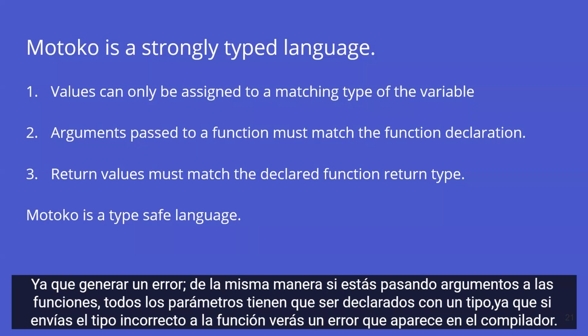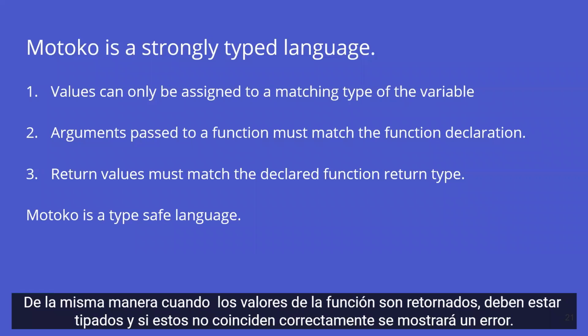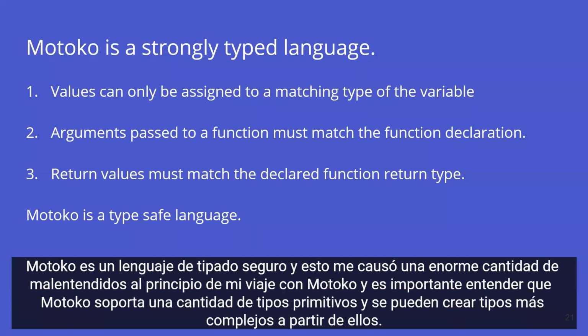generate an error. Likewise, if you are passing arguments to functions, they all have types that have to be declared. And if you pass the wrong type to a function, you will see an error that will pop up in the compiler. Likewise, when values are returned from functions, they also have to be typed. And if they do not match correctly, you will have an error that will show up. So Motoko is a type-safe language. And this caused me an enormous amount of misunderstanding at the beginning of my journey with Motoko, and it's important to understand.